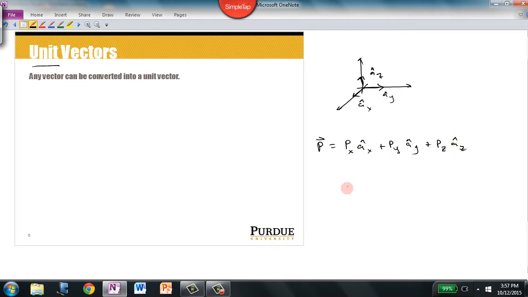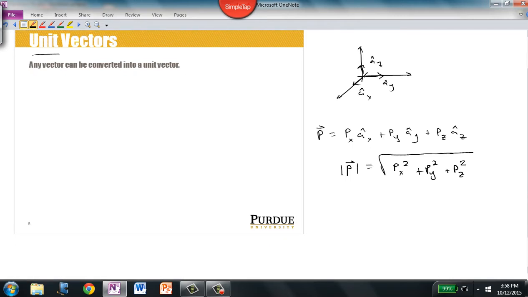The magnitude of that vector, which we indicate by putting the absolute value sign around it, that's our usual notation for magnitude, is just the square root of px, the magnitude in the x direction, squared, plus py, the magnitude in the y direction, squared, plus pz, the length in the z direction, squared. We just take the square root of the sum of those 3 squared terms. And a unit vector that points in the same direction as p is then defined as a hat p, which is p, the vector, divided by the magnitude of p.